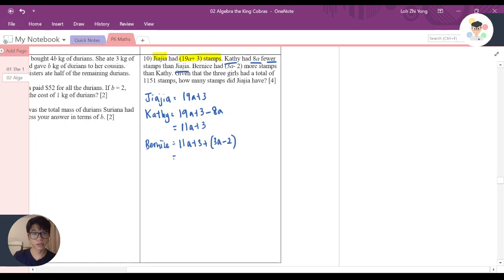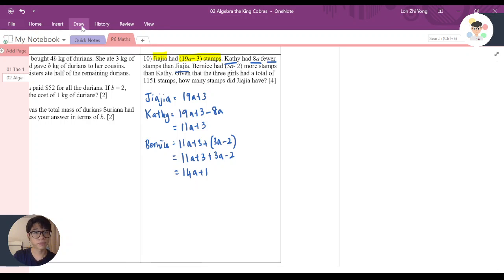Okay? So now this one we can open parentheses as they have nothing. So plus 3 plus 3A minus 2. And the same thing again, I can add the like terms. 11A I can add with 3A. There's 14A. And 3 we can minus with 2. And there's basically plus 1.